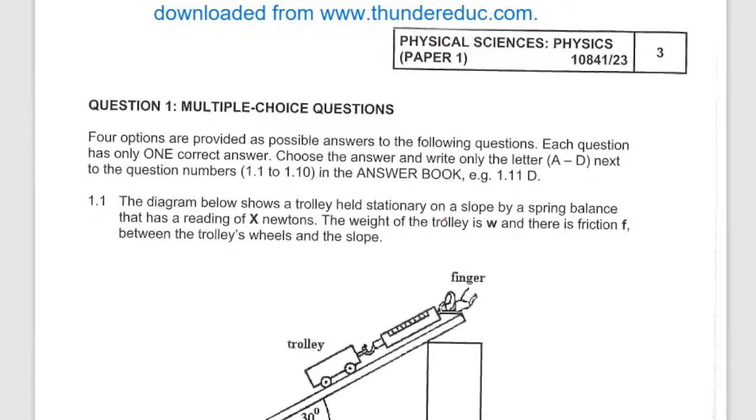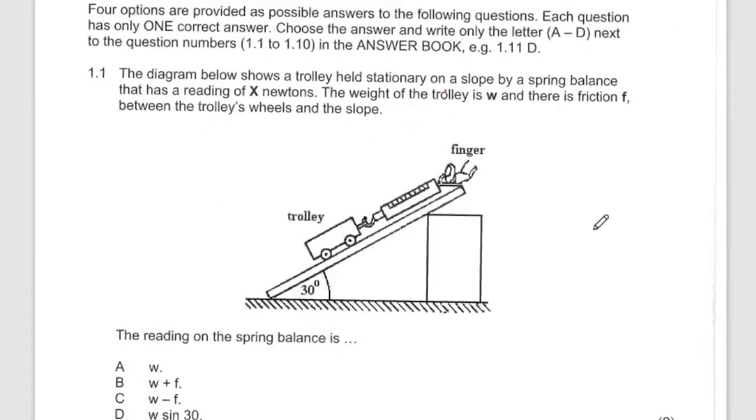Okay, so 1.1, they're telling us the diagram below shows a trolley that is held stationary on a slope by a balance that has a reading of 8 centimeters. The weight of the trolley is W, and there's also friction between the trolley wheels and the slope. What is the reading?